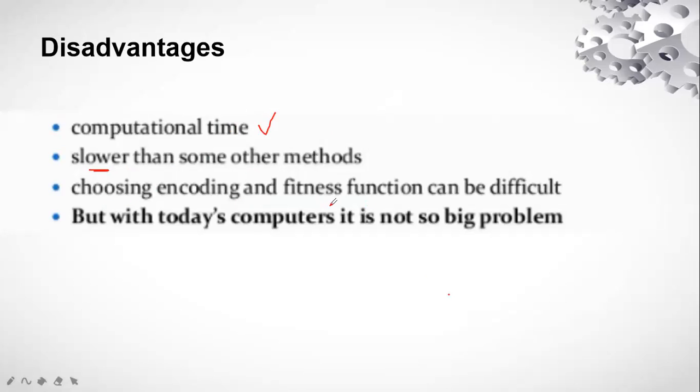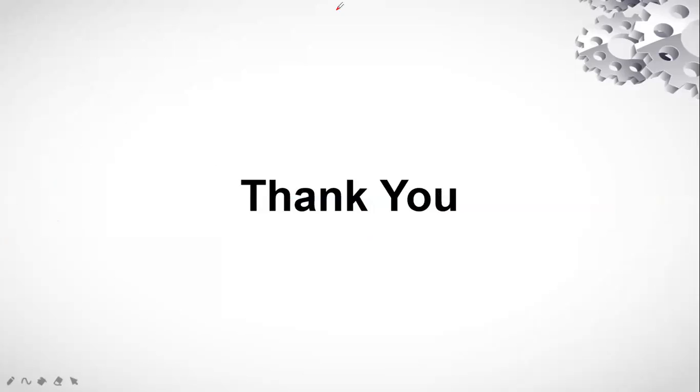Next, choosing encoding and fitness function can be difficult. Now, the most important part of the genetic algorithm is finding the fitness function. How you are going to choose the fitness function, because for different problems you are going to choose a different fitness function. How to choose this fitness function is again a challenge for the person. So, sometimes choosing the encoding and fitness function can be difficult. But with today's computers, it is not so big a problem. So we can apply GA. So these are certain advantages and disadvantages of the genetic algorithm, right? That's all for this. Thank you very much.